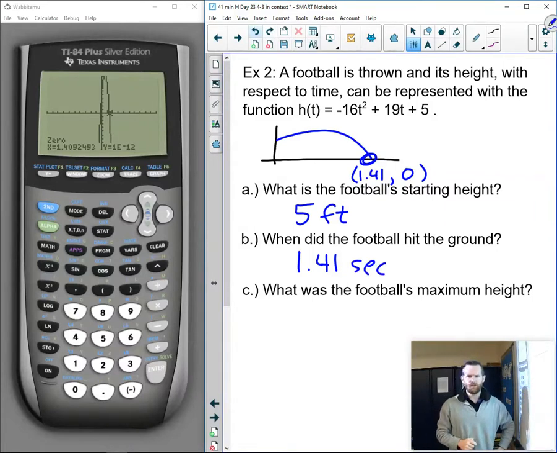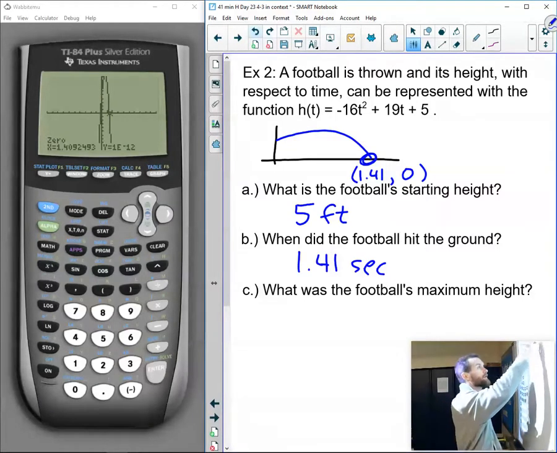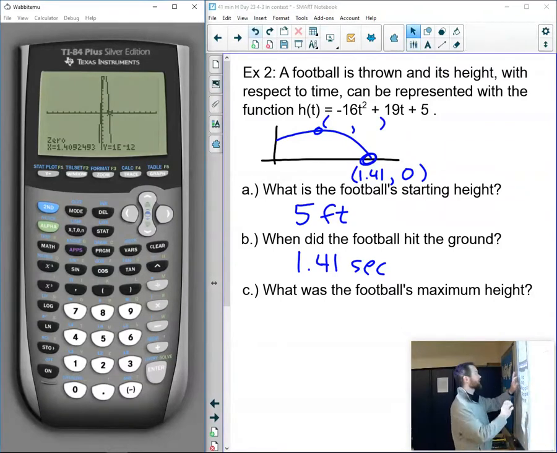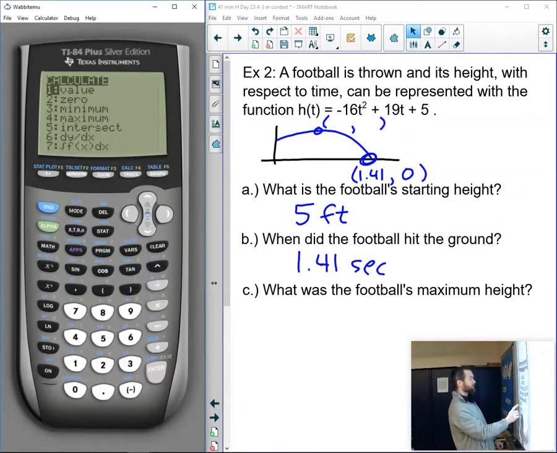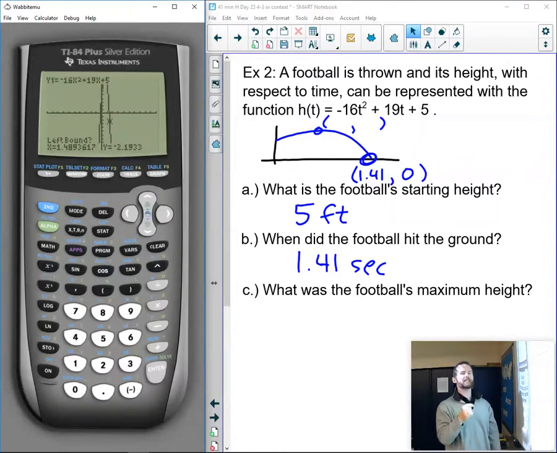All right, now moving on to C, what was the football's maximum height? Okay, so the maximum height, that's the vertex. So this is a vertex problem. So we're looking for the maximum. So I go to second, calculate, maximum is number 4. Now we can't actually see the vertex. We can't see the maximum value on our calculator, but that's okay. I'm just going to move my cursor.